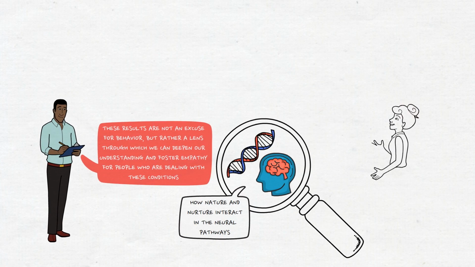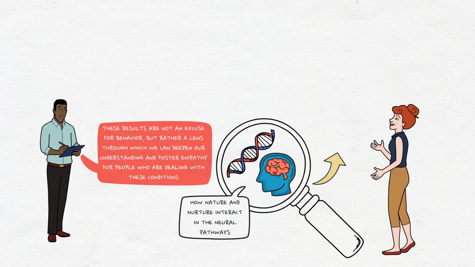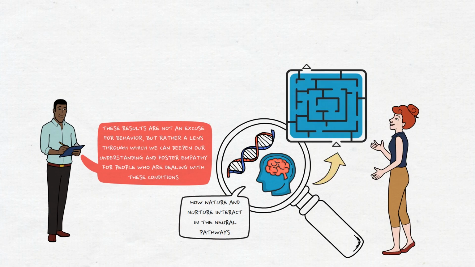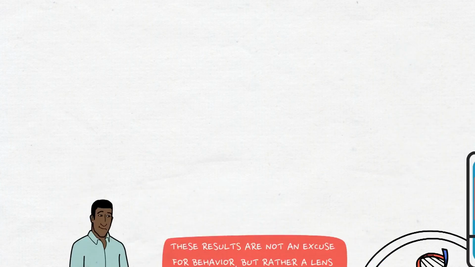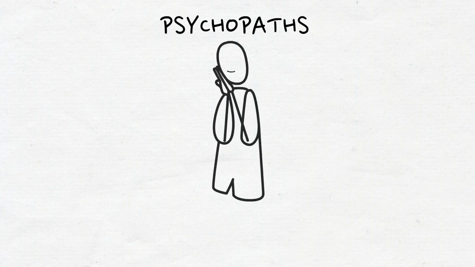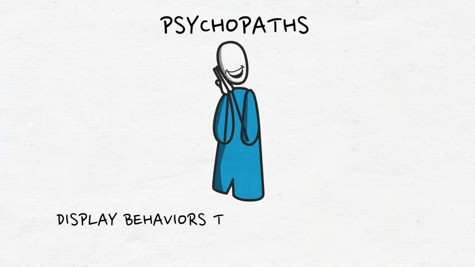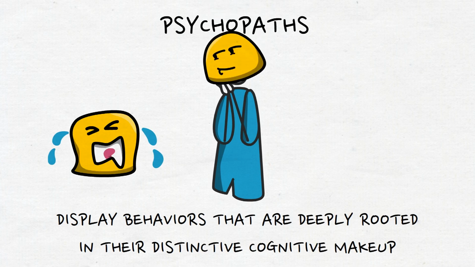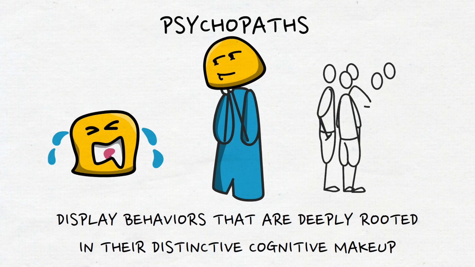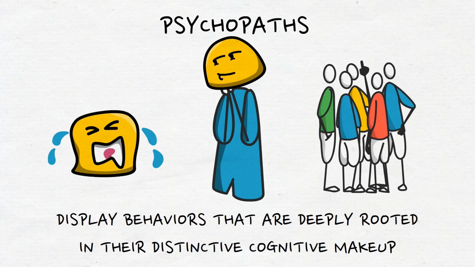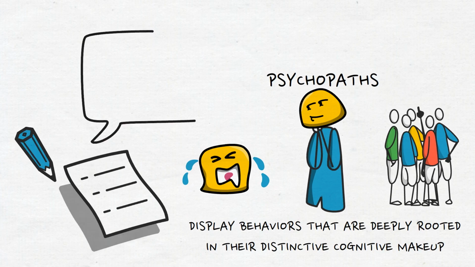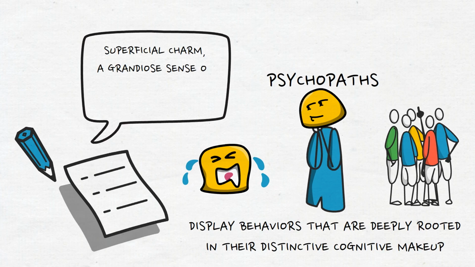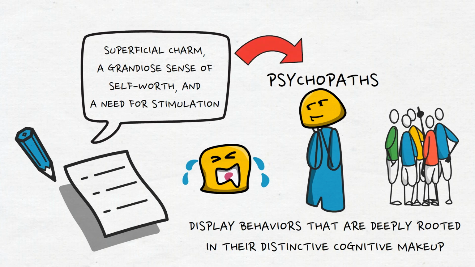Understanding the behavioral patterns linked to sociopathy and psychopathy reveals a rich tapestry of complexities as we make our way through the maze of antisocial personality disorder. Psychopaths, who are often portrayed as charming and manipulative, display behaviors that are deeply rooted in their distinctive cognitive makeup. A consistent lack of remorse or guilt goes along with their ability to navigate social scenarios with finesse. Studies have outlined key traits such as superficial charm, a grandiose sense of self-worth, and a need for stimulation, which contribute to the unique behavioral signature of psychopaths.